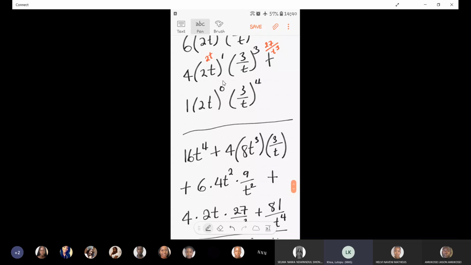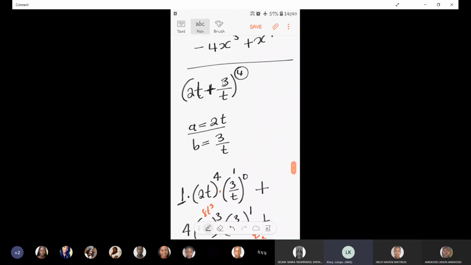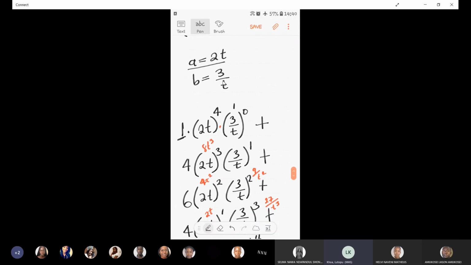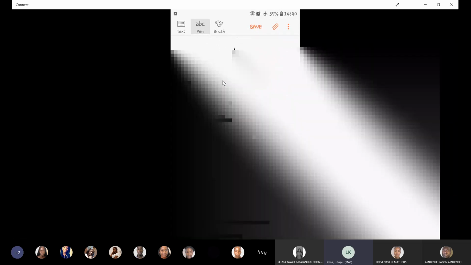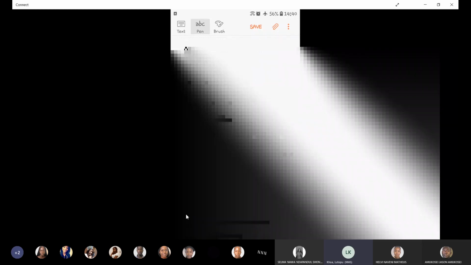We started here. You can see my A and B have powers of t, so that will affect their overall power. What I should see increasing or decreasing is at this stage over here, where it's 4, 3, 2, 1, 0, and 0, 1, 2, 3, 4. My coefficients: 1, 4, 6, 4, and 1. Just like that. Is that one fine?